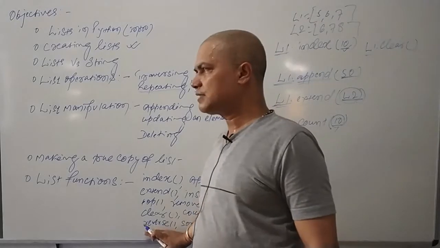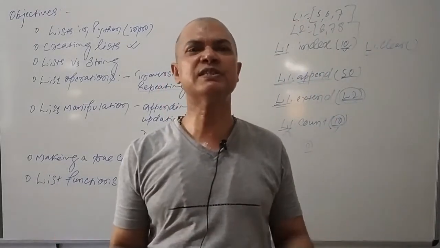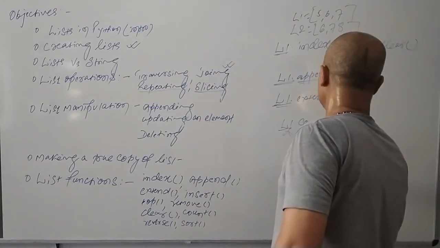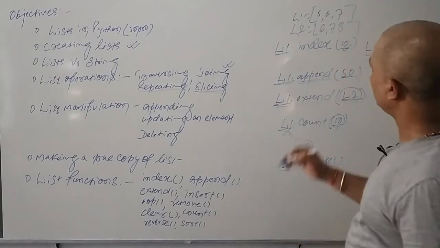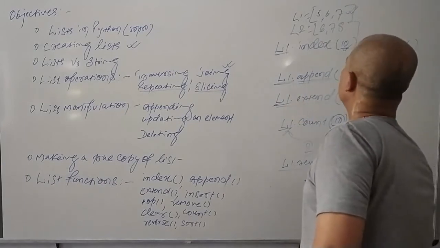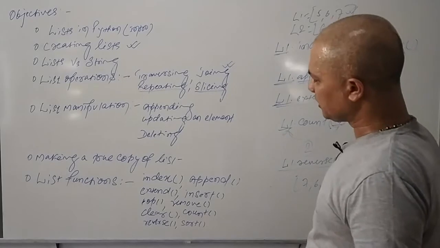And reverse is a method of the list class which helps us to reverse the elements of a list. So simply L1.reverse will reverse every element of L1, and if you are considering 5, 6, 7 as the L1 elements, then it will give you 7, 6, 5 as the output. This is what reverse is.